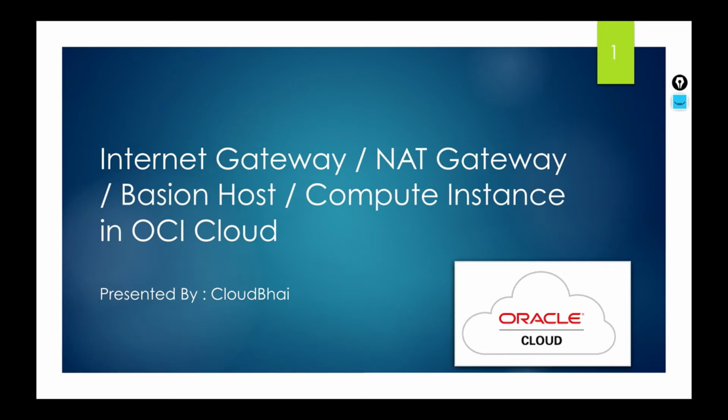And now we'll discuss the internet gateway, NAT gateway and the Bastion host. I'm going to create a compute instance in the public subnet, which will have a public IP, and also a compute instance in the private subnet. So it will be a private instance, and I will show you how the Bastion host comes in here.